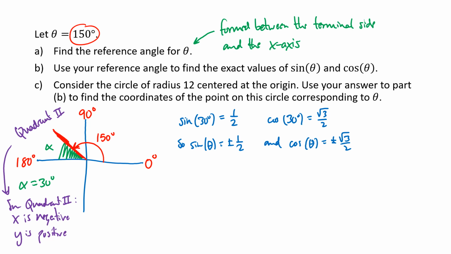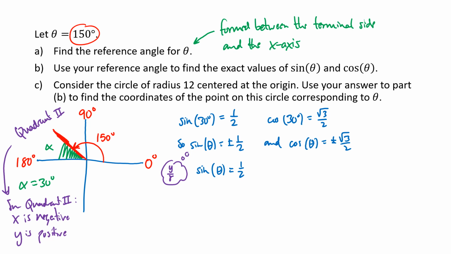How does that help? Well, I know that sine of theta is y over r. The radius of this circle, now I don't know what the radius of this circle is, but I do know that the radius, whatever it is, is positive. And then the y-coordinate is also positive. And so that's a positive divided by a positive. And so that means that in quadrant 2, the sine of my theta is going to be positive 1/2.